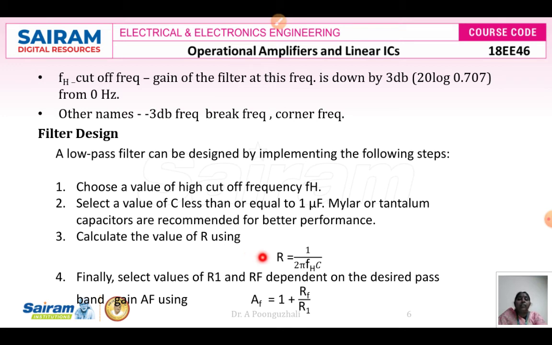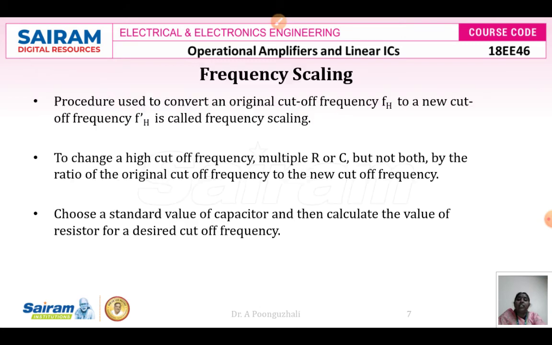So gain is going to be decided by the R1 and RF components. Here we are going to choose proper values of RF and R1. AF is equal to, we know the gain is nothing but 1 plus RF by R1. So this is how we have to design a filter.